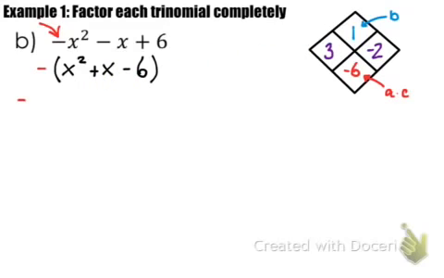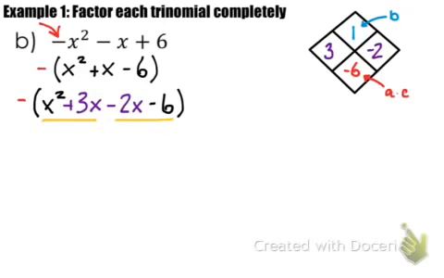So I'm going to rewrite what I have. The negative is going to stay on the outside. x squared plus 3x minus 2x minus 6. Now I'm going to group my first two terms together and my last two terms together. I'm going to find the GCF of x squared and 3x. I'm thinking about what I can divide x squared and 3x by evenly. They both have an x in common, so I'm going to factor out an x, and I'm left with x plus 3.